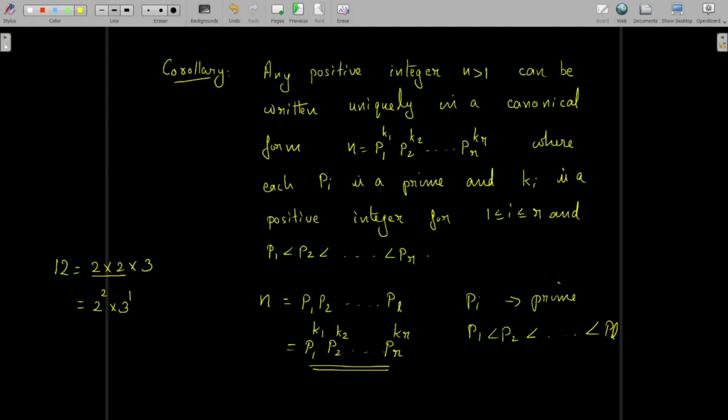For example, if you want to express 20 in the canonical form, we have to factorize 20. So we have here 20 by 2 gives 10, again divided by 2 gives 5. So we can express 20 as 2 into 2 into 5. That's equal to 2 square into 5 raised to 1, which is the canonical form of 20.